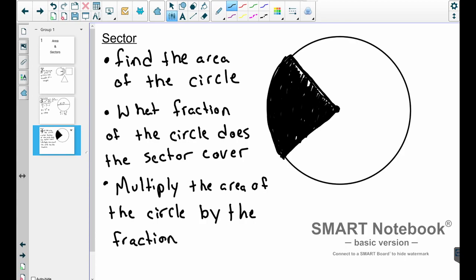So let's review this. You find the area of the entire circle. That way you know what you have as a whole. You figure out what fraction of the circle that sector covers. So how much is that sector covering? Then once you have that fraction, you multiply it by the area of the entire circle. So these are three steps to find the sector. Very important.